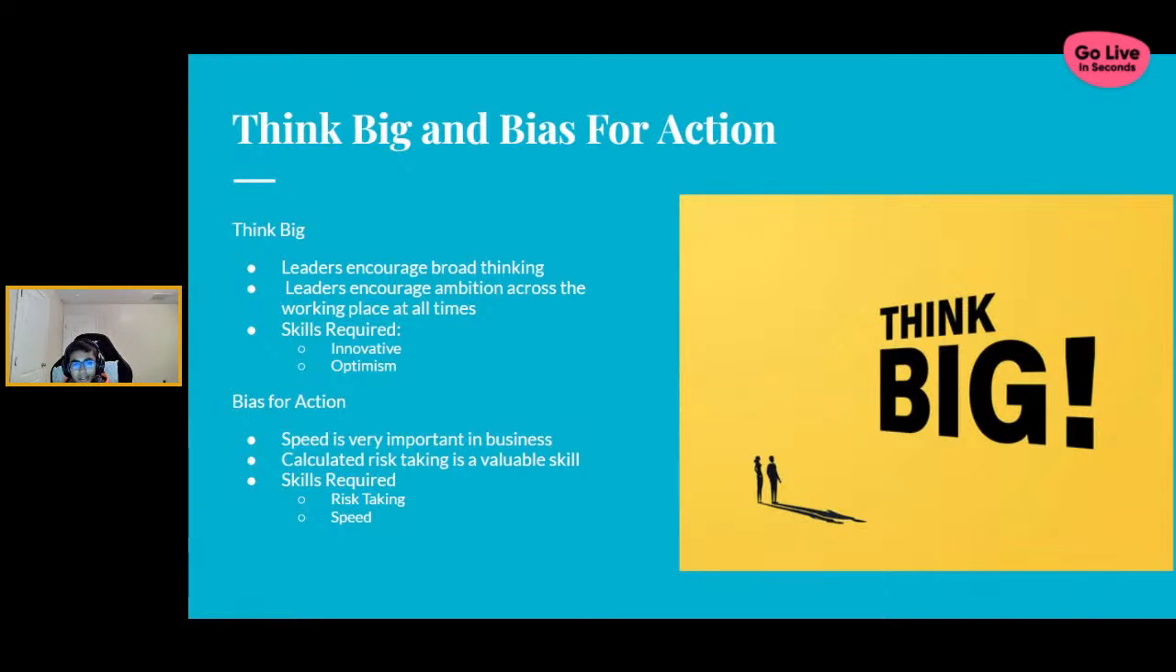Bias for action. Speed is very important in business, and knowing when to take a calculated risk is a valuable skill that all leaders must possess. In order to do so, they have to be quick with their decisions and must be able to take these risks whenever necessary.